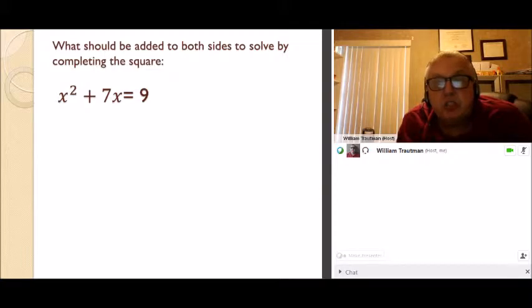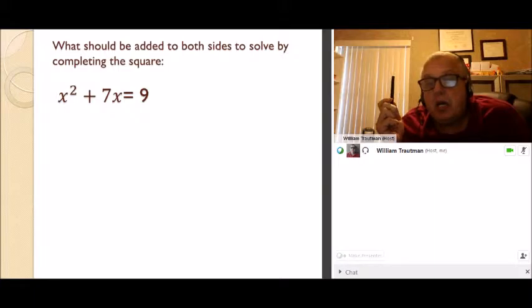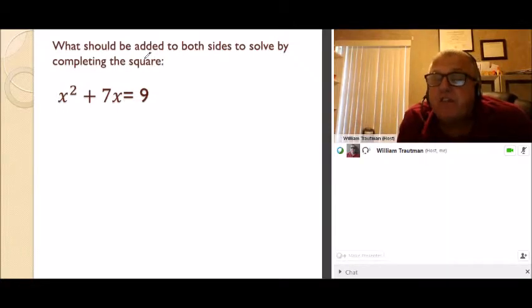What should be added to both sides to solve by completing the square? So, step... I don't teach solve by completing the square in this course. For me, if it asks what does x equal by solving by completing the square, I wouldn't solve it by completing the square. I would use the quadratic formula, which we just used.